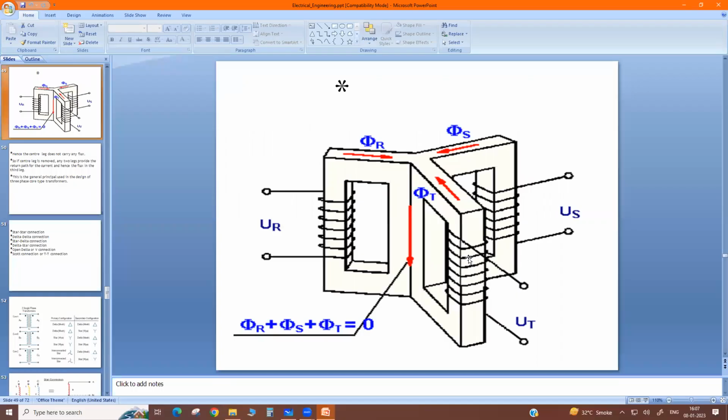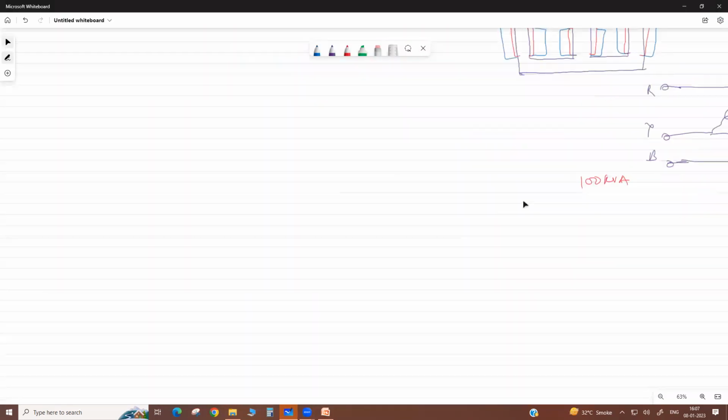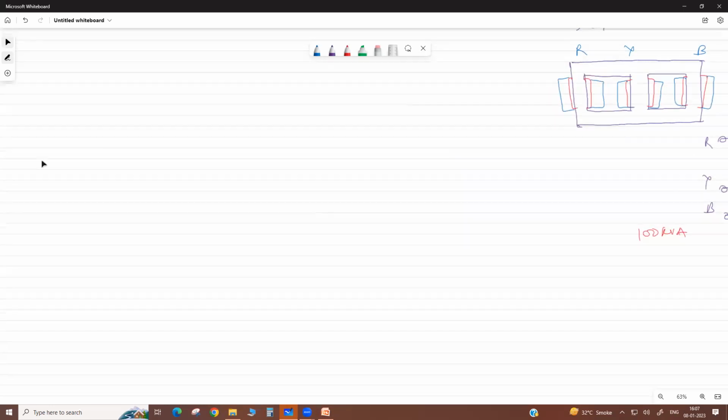There is another topic in three-phase transformers: paralleling conditions, the desirable and essential conditions for parallel operation. First of all, one question is asked: why is the line voltage √3 times the phase voltage? So we talk about the balanced three-phase connection.